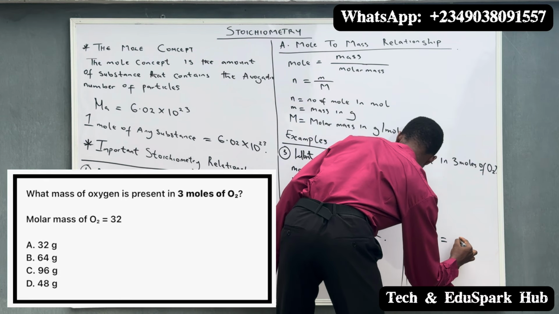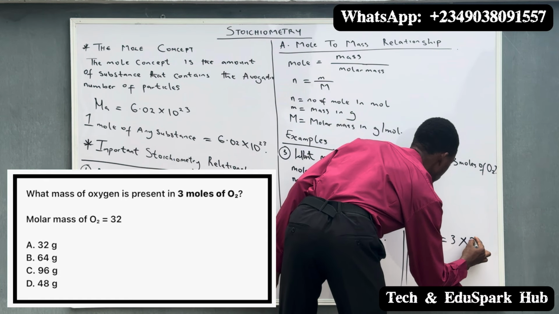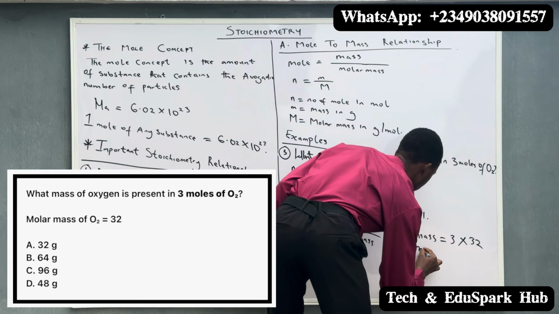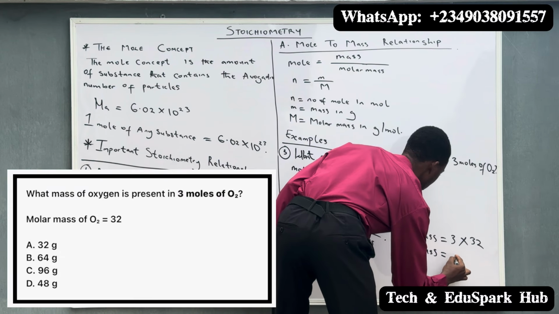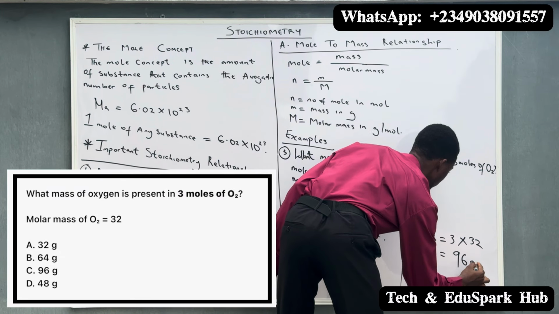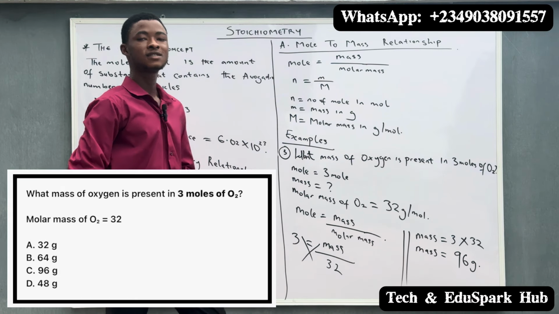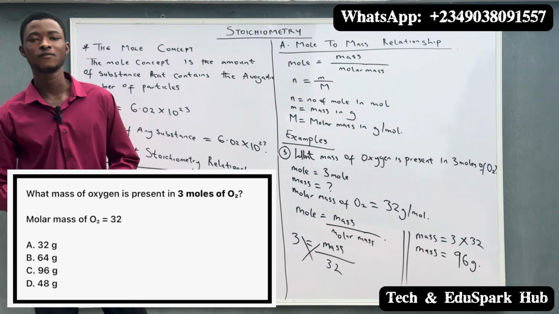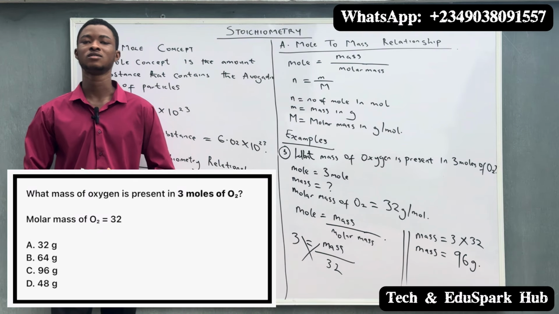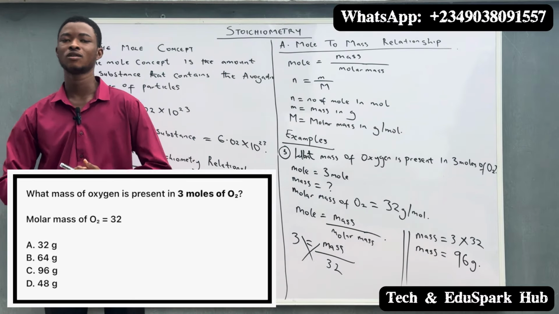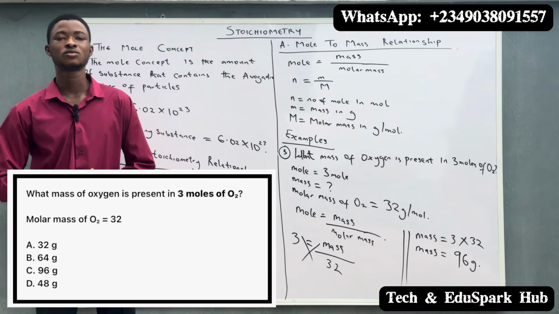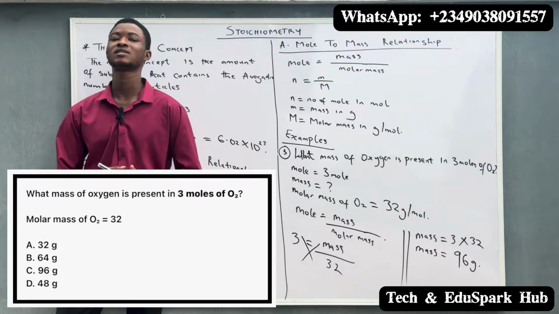equal to 3 multiplied by 32. So our mass will be given as 96 gram. So 96 gram is correct for this kind of question, and from the question on the screen, option C is correct. So this is how you solve questions under mole to mass relationship.